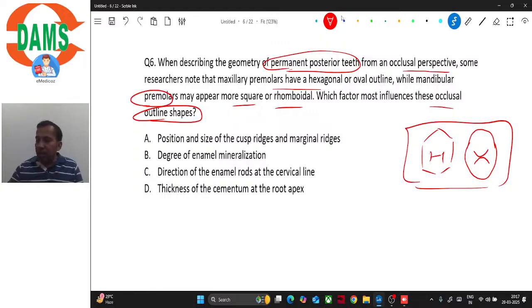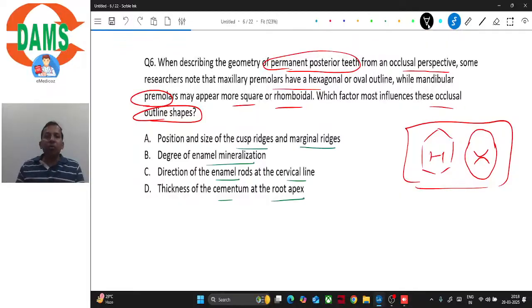So, options are: position and size of the cusp ridges and marginal ridges, degree of enamel mineralization, direction of enamel rods at the cervical line, and thickness of cementum at the root apex. So, which one do you think is the correct answer? Which one of these do you think influences the shape of the crown from the occlusal perspective?